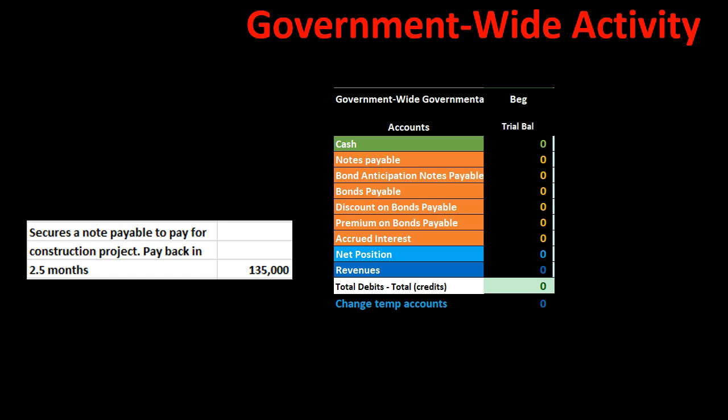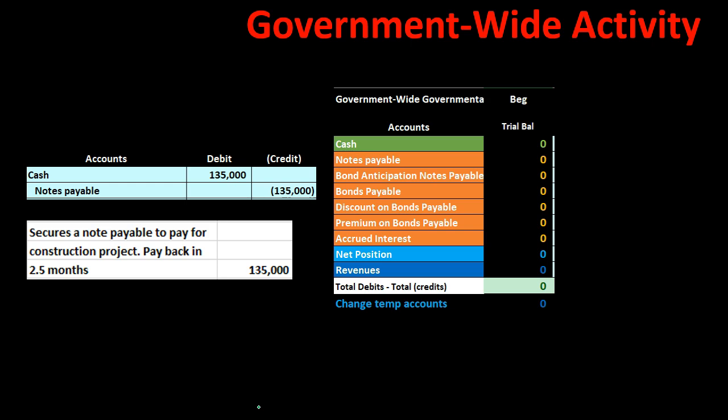First item is that we're going to secure a note payable for the construction project. So we're going to finance the construction project, and therefore we're going to open up a capital project fund. We could think of the construction project as a bridge, a building, something that we are going to make. We need to finance it. We're going to get a note to do that first, a loan. It's going to look very similar to what we would expect from a loan in the government-wide type of activities on the accrual basis.